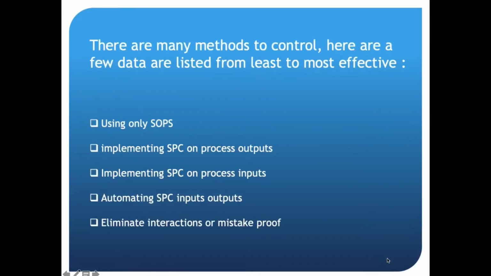There are many methods to control variation. Here are a few, listed from least to most effective. 1. Using only SOPs. 2. Implementing SPC on process outputs. 3. Implementing SPC on process inputs. 4. Automating SPC inputs and outputs. And the last one, eliminate interaction or mistake-proof.